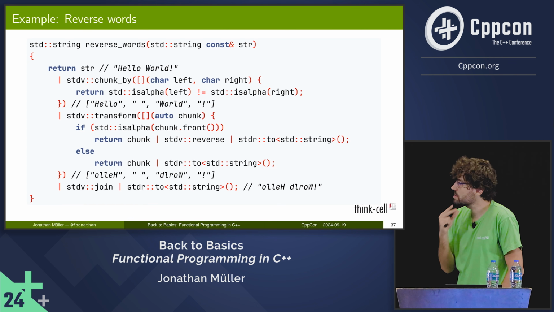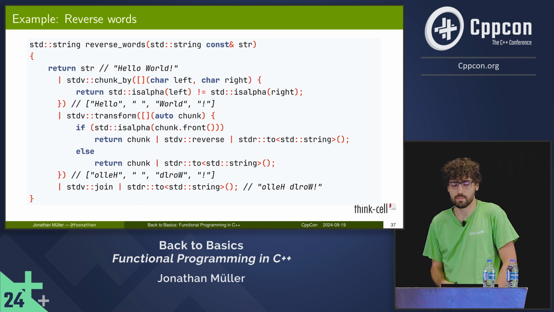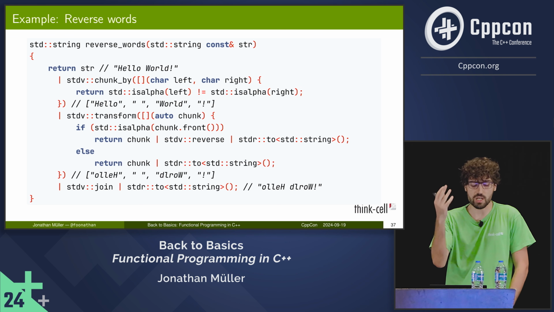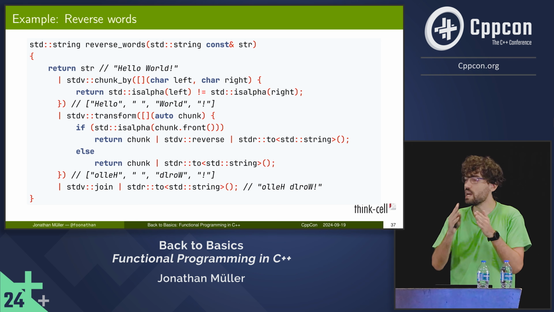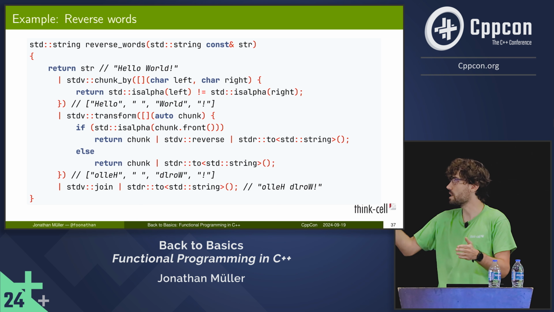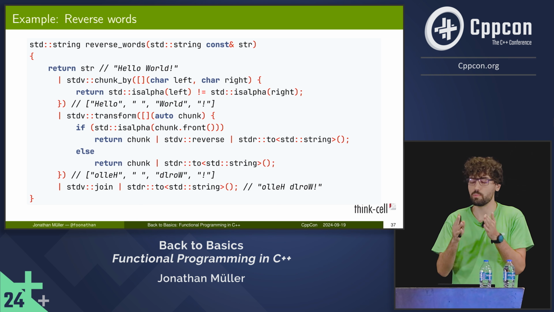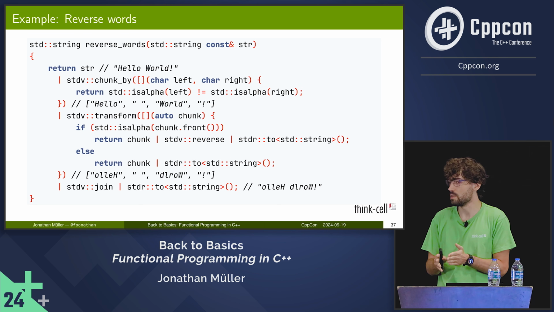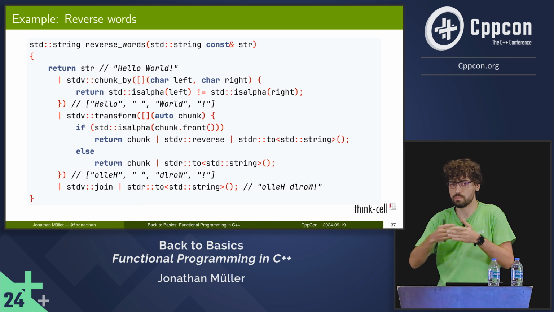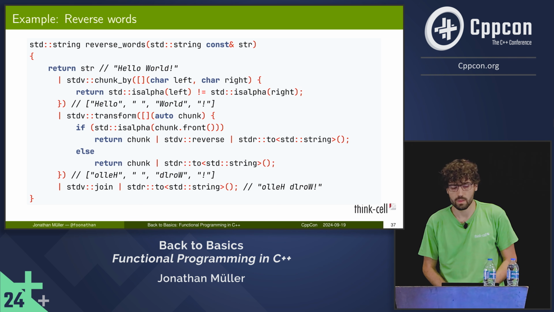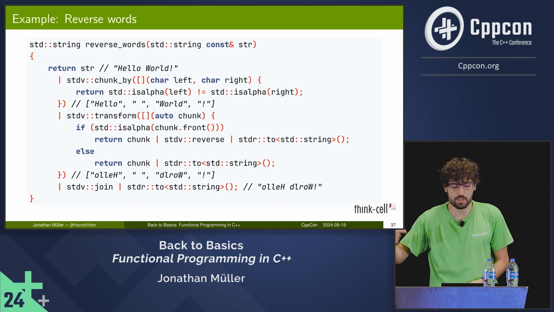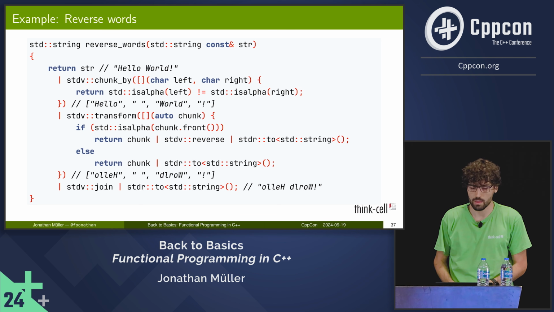And so there's a lot of code, so let's go through this. We start with our string, and then we split it based on words using chunk by. In this case, the binary predicate takes the left and the right char, and if the alphaness differs, if one is a letter and the other one isn't, then that means we're at the border of a word and need to split the chunk. That way, we aggregate all the words into one thing and then split it whenever we're no longer a word. And then we call transform on this, because we want to reverse the chunk if it's a word.